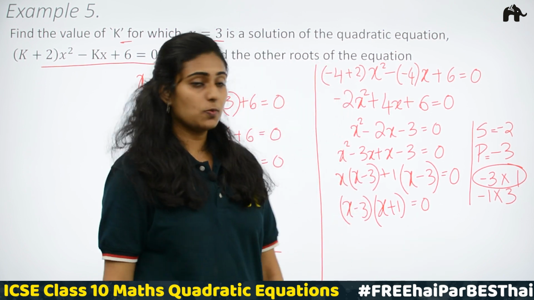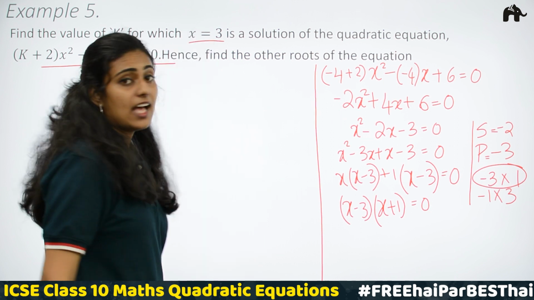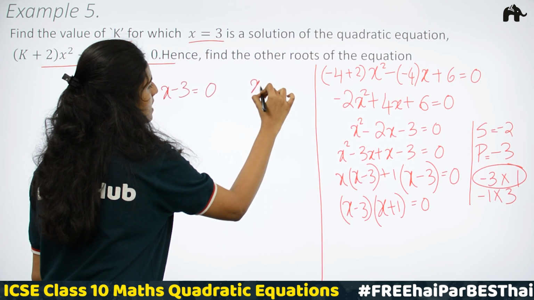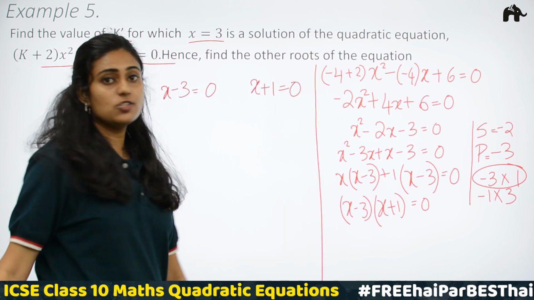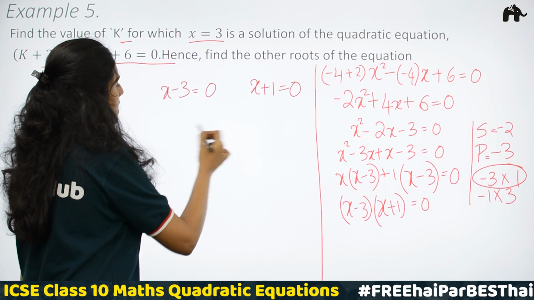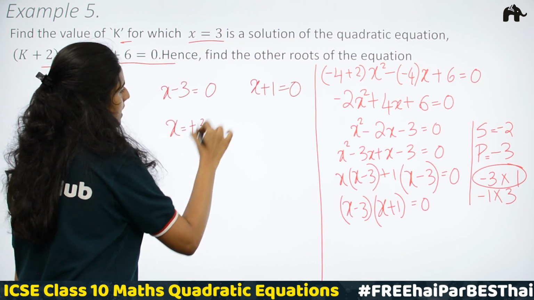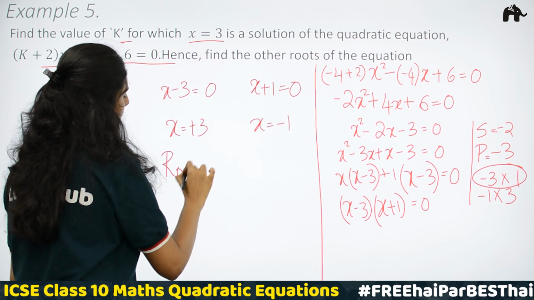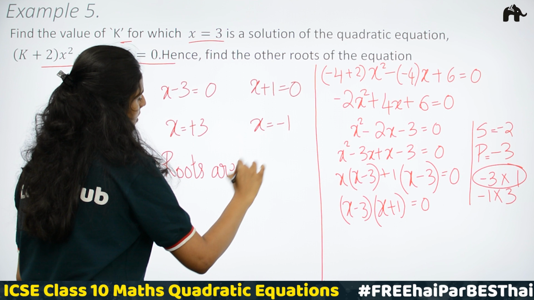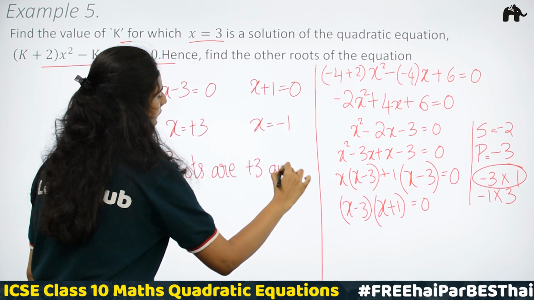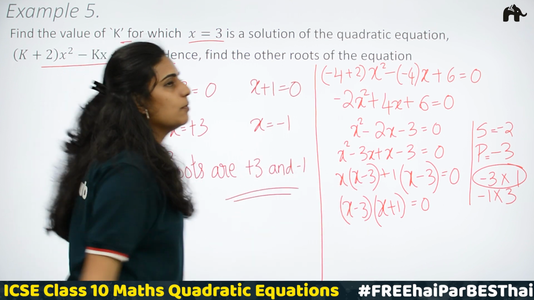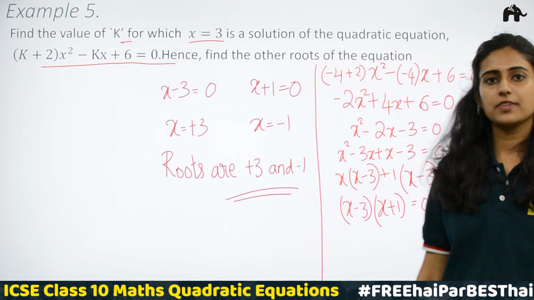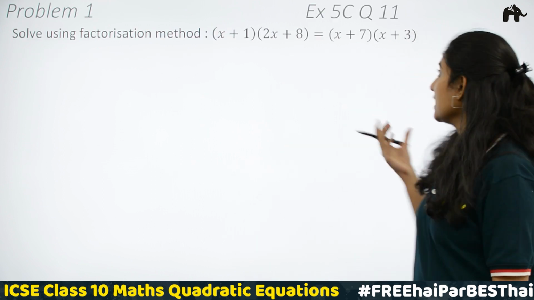We can apply the zero product rule to find the value of x. Either x minus 3 is equal to 0 or x plus 1 is equal to 0. Using the zero product rule, if x minus 3 is equal to 0, then x is equal to plus 3. If x plus 1 is equal to 0, then x is equal to minus 1. Therefore, the required roots are plus 3 and minus 1. Plus 3 and minus 1 are the required roots of the quadratic equation. Clear? Now, let us solve questions from exercise 5C.